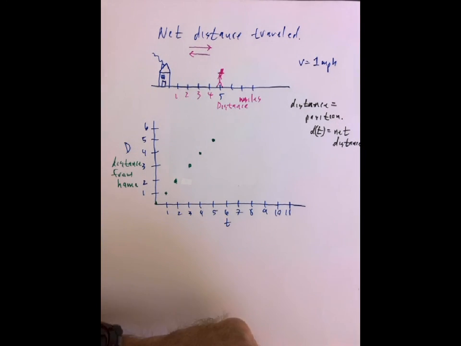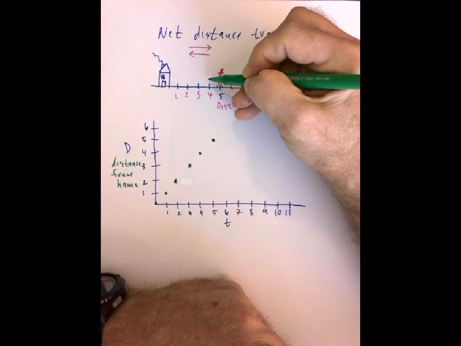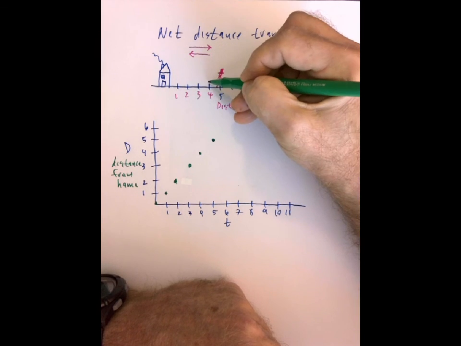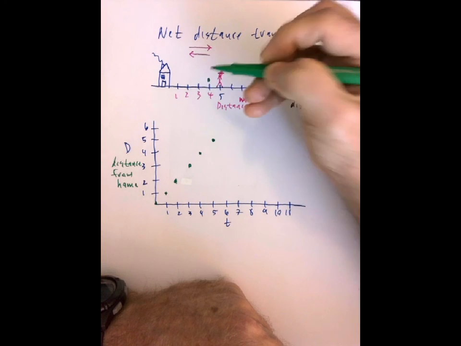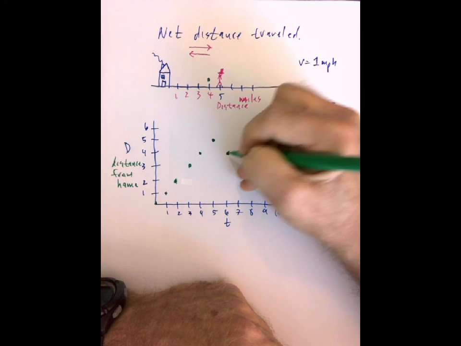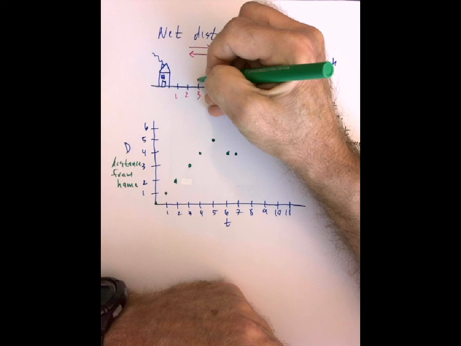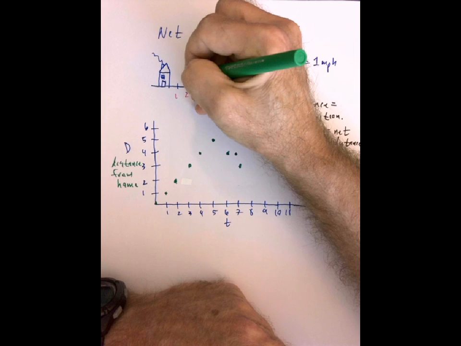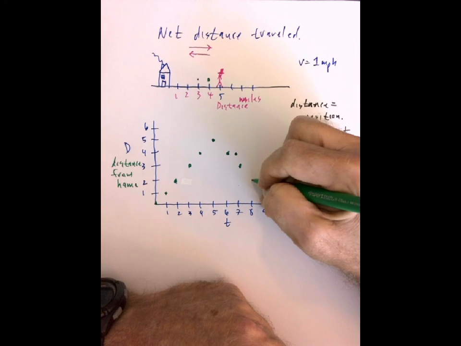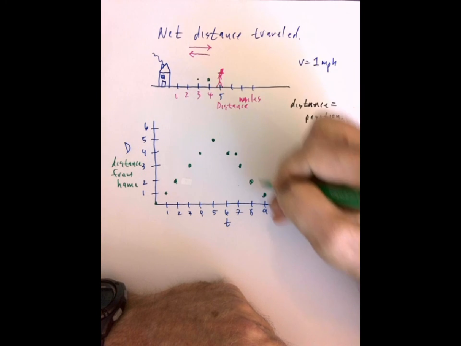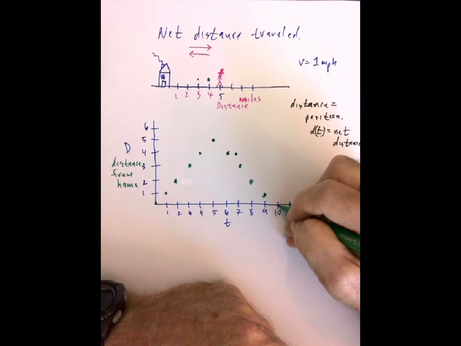Now when he comes back this way, and I'm going to use green again, after another hour of travel, after 6 total hours of travel, he's only 4 miles from home. After 7 hours, he's only 3 miles from home. After 8 hours, he's only 2 miles from home. After 9 hours, he's only 1 mile from home. And after 10 hours, he's back at home.